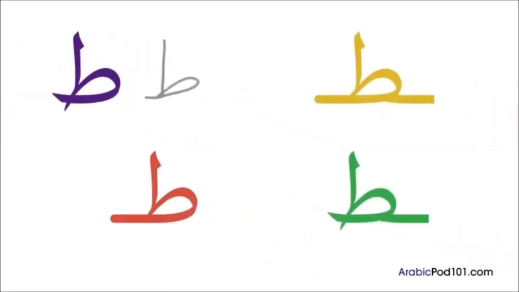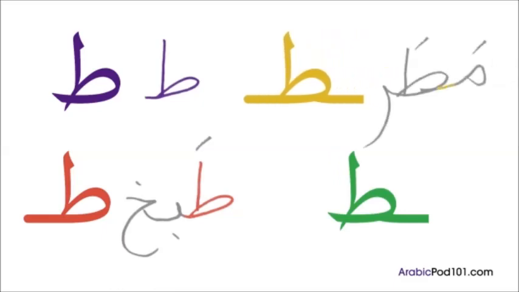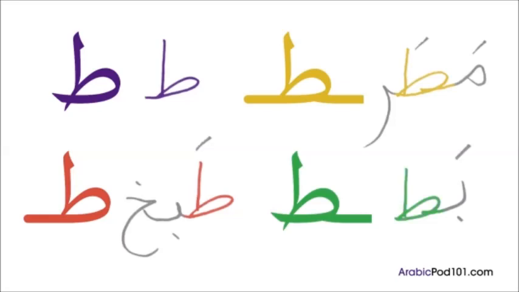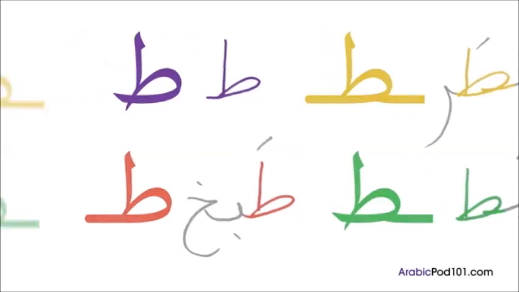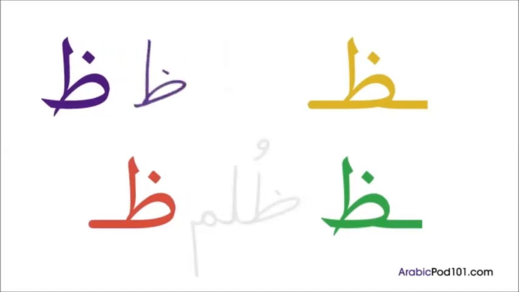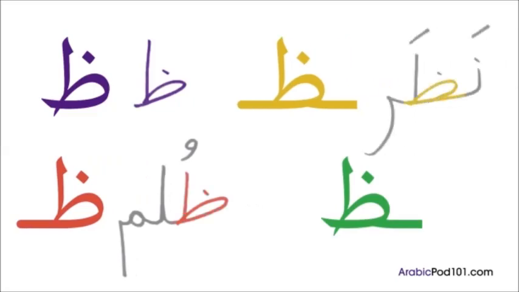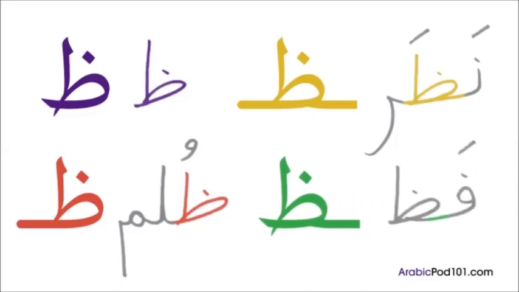Next, let's review lesson 9. We learned ta and dha. First, we have the ta. Isolated, initial, medial, final. Now here's the dha. Isolated, initial, medial, and final.